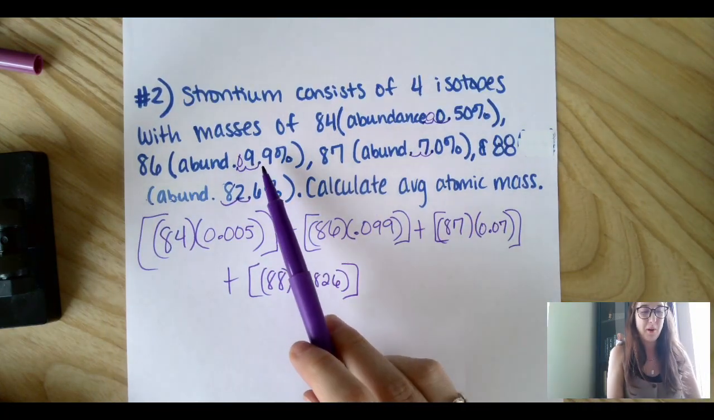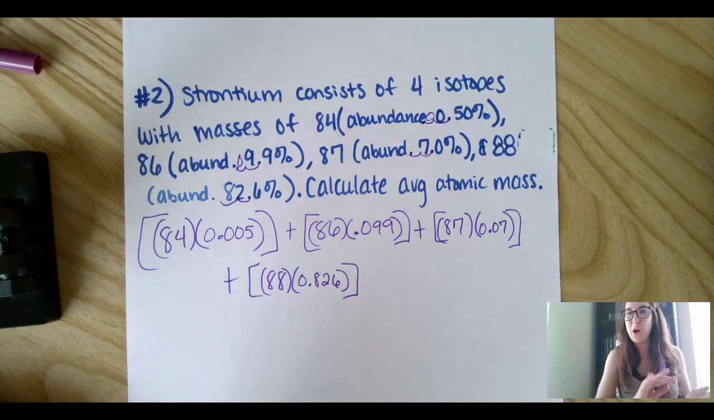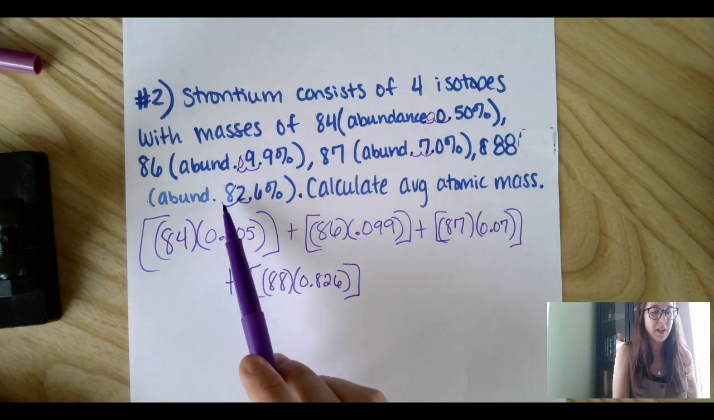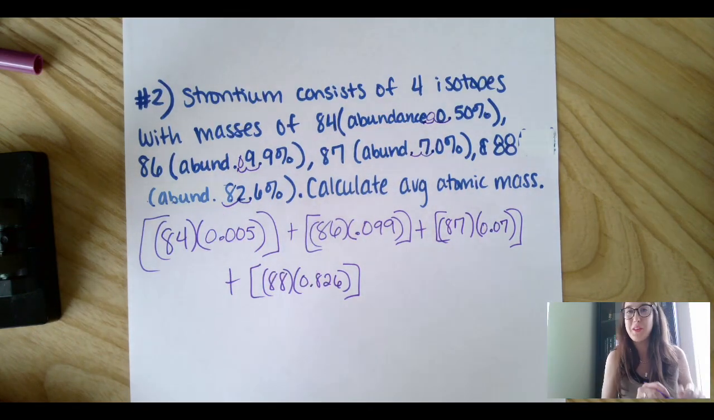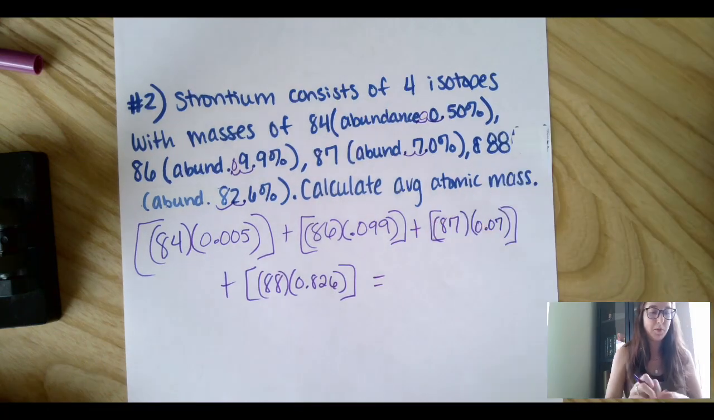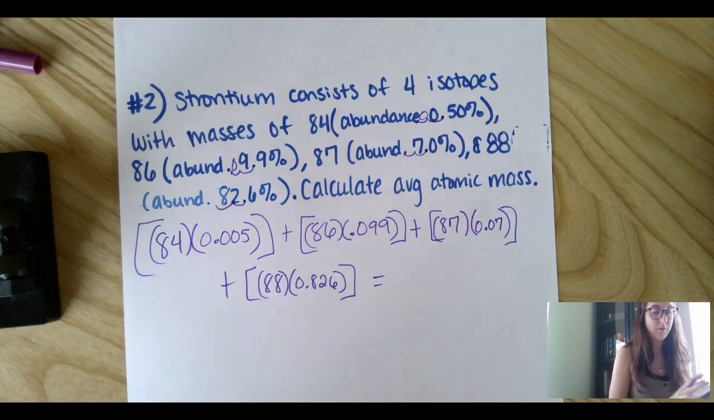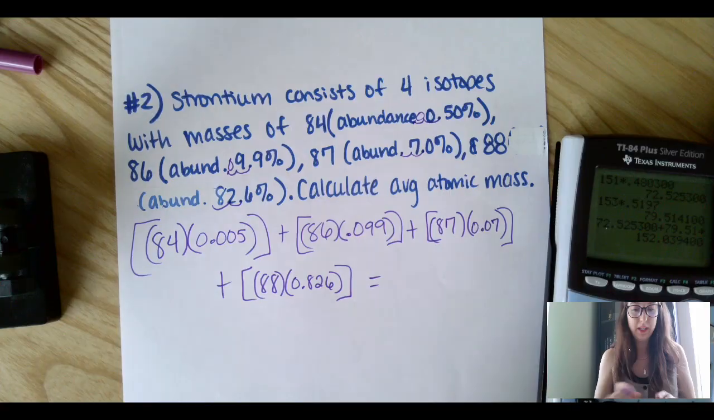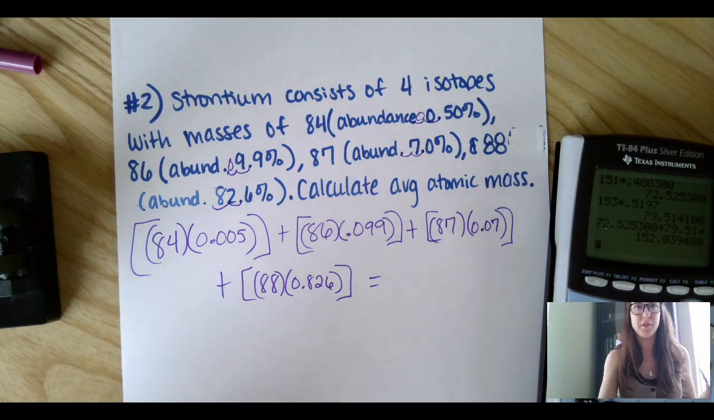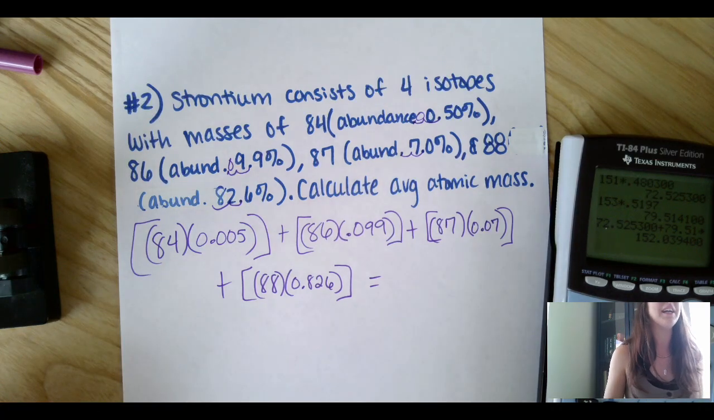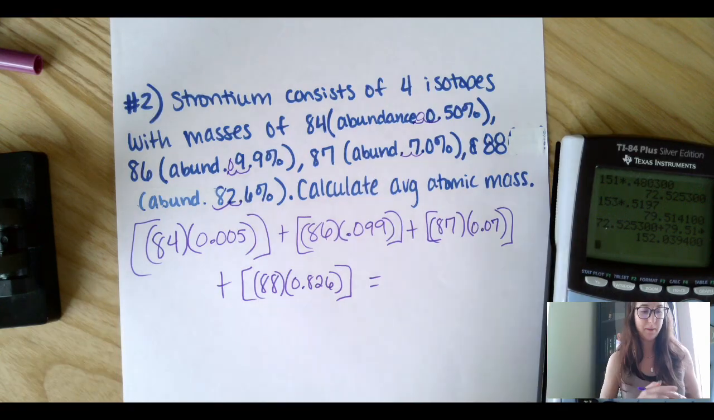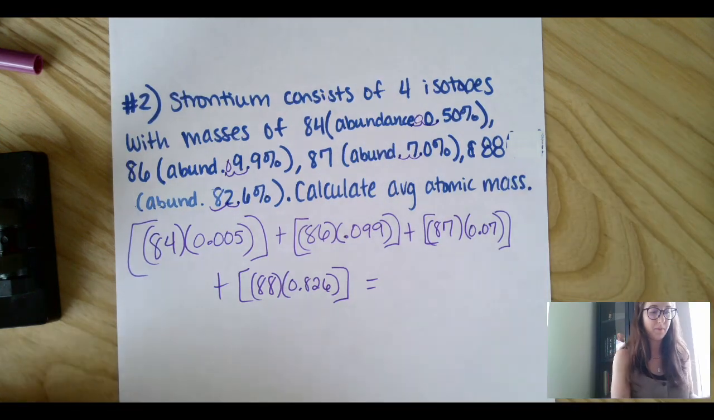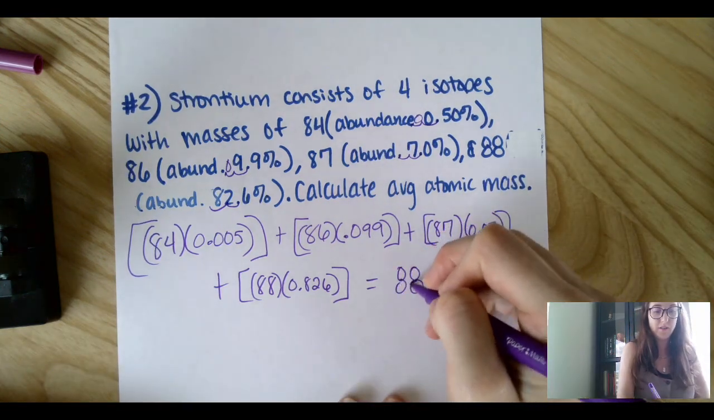Make sure you keep all of the decimals that they give you, okay? Don't chop off a number randomly. So in other words, 0.826, okay? Use all of the numbers that they give you. We're going to go ahead and multiply these in the calculator. And after doing so, just for ease of time, I have the answer here. We should get 88 atomic mass unit after doing all of that.